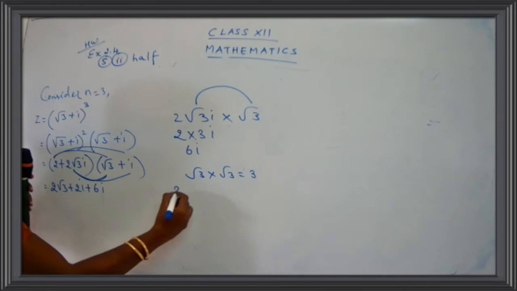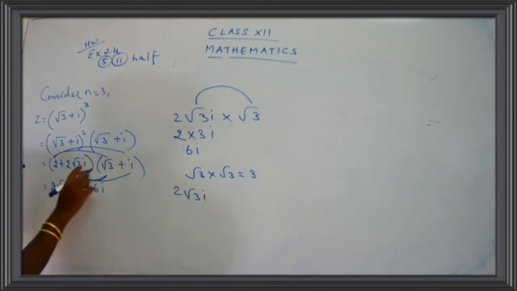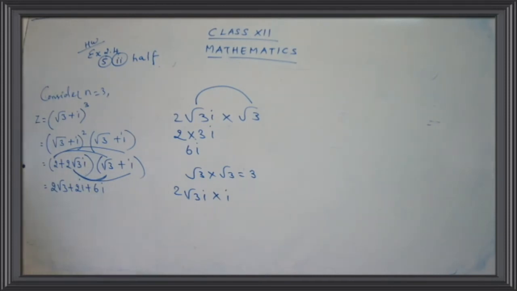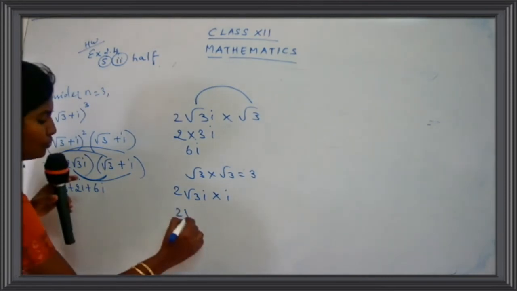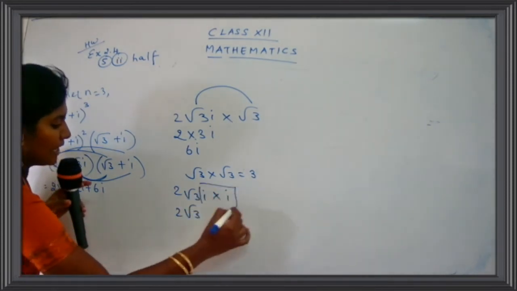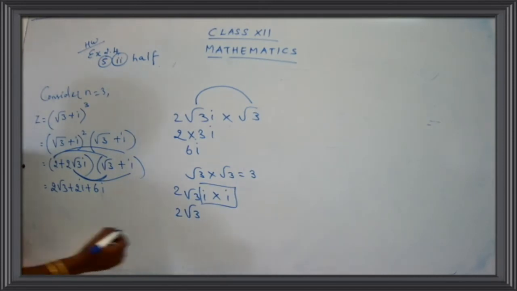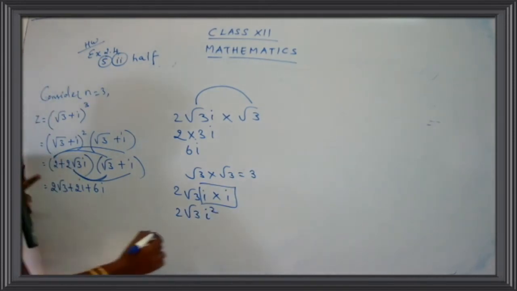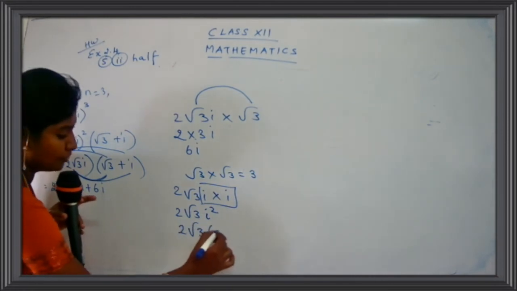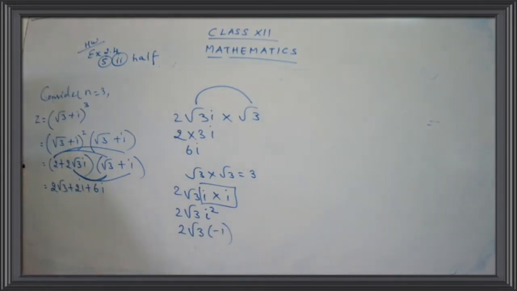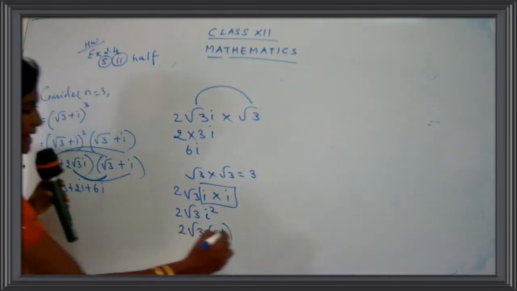2 root 3i into i. What is the multiplication? 2 root 3i into i. So 2 root 3. What is the value for i into i? It is i square. What is the value for i square, children? Yes, minus 1. Good. 2 root 3 into minus 1. So what is that? Minus 2 root 3.